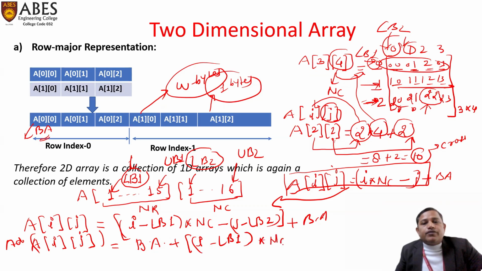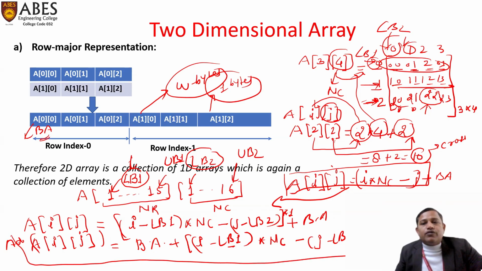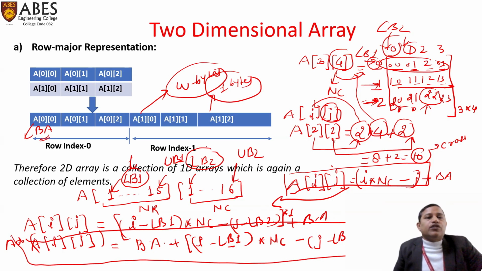multiplied by the number of columns minus j minus lower bound of column, and multiplied by the size of one cell, that is w. Here we considered size 1 byte and here we consider size w bytes. So this is your final formula to find the address of any index of a two-dimensional array. This is row major order.